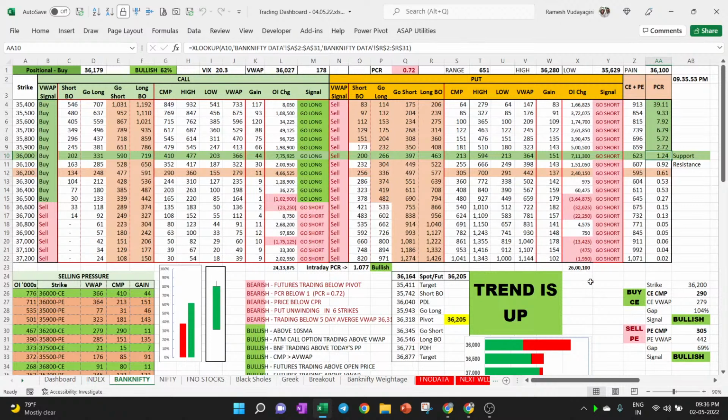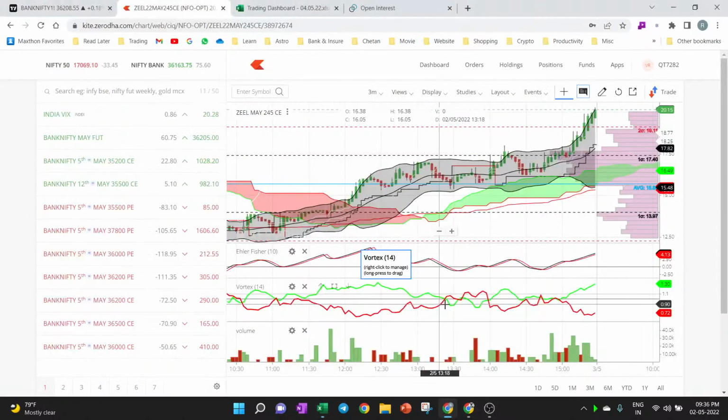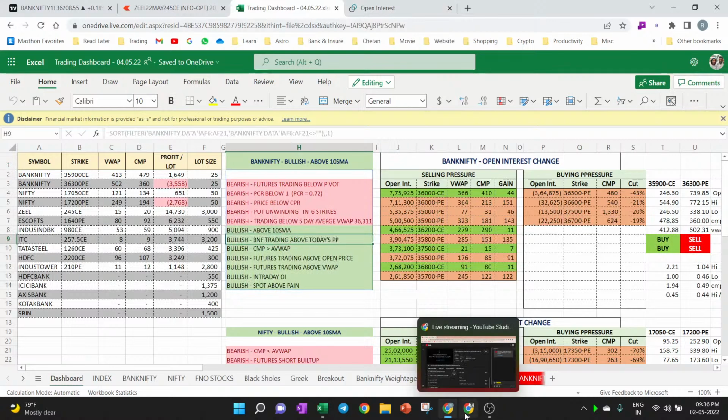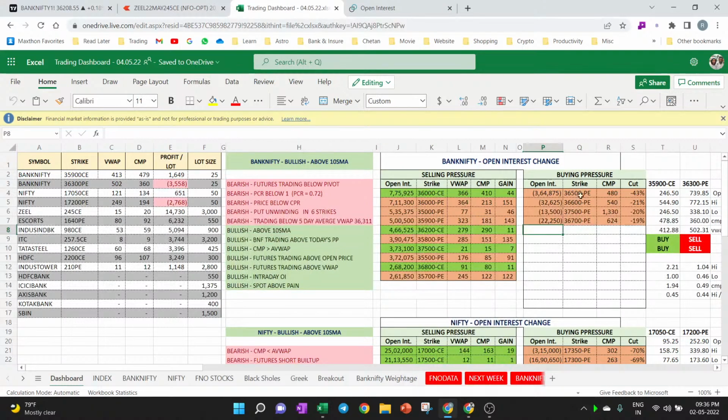When you subscribe to this trading Excel dashboard, you will get a link. That link will open in the browser. You can just open it in the browser; there is no need to buy any Excel, Office 365, or anything. Once you open it in the browser, you can edit this, because the data is getting updated at my end and then published here.